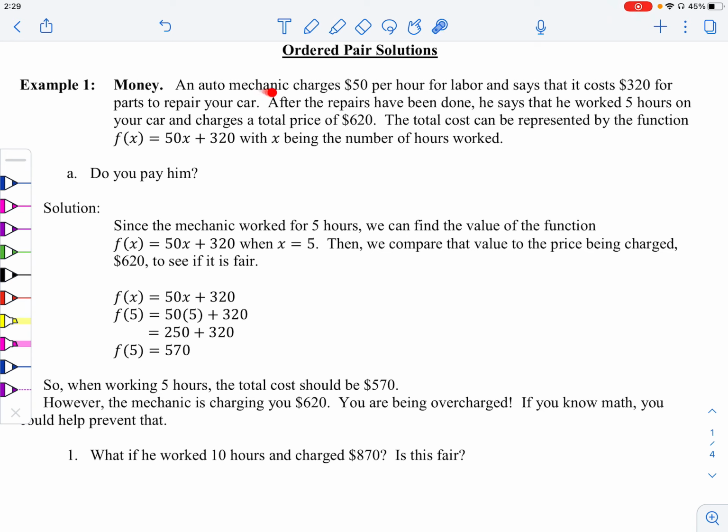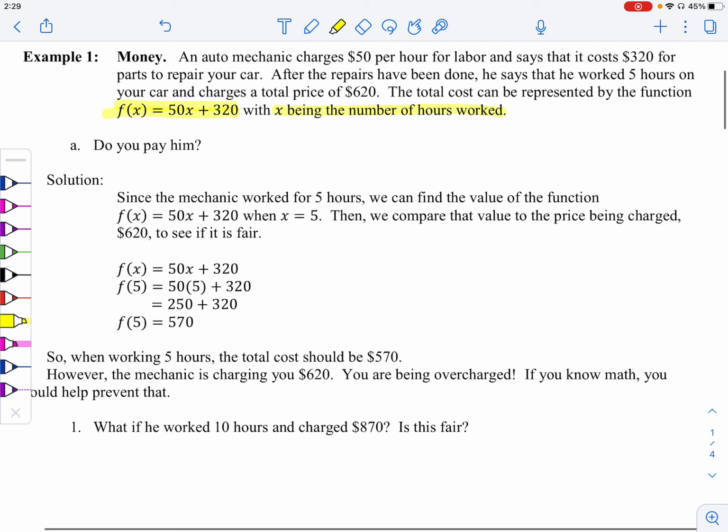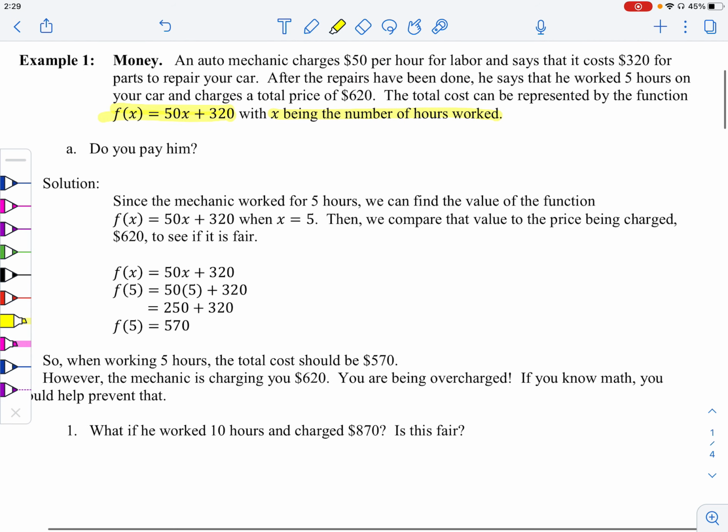An auto mechanic charges $50 per hour for labor and a $320 fee. After repairs have been done, he says that he worked 5 hours on your car and charges a total price of $620. They give you the function here, the equation of how it works, with x being the number of hours worked. Do you pay him? Since he worked 5 hours, we just figure out f of 5.